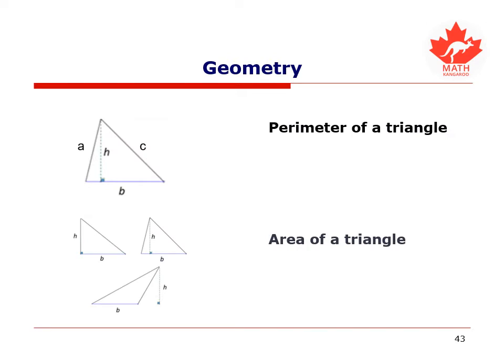Next, let's look at the formulas for calculating the perimeter and the area of a triangle. If the side lengths of our triangle are labeled as A, B, and C, then the perimeter of the triangle is A plus B plus C. For the area of the triangle, we need to calculate the height, or altitude, of the triangle, and then the area is equal to base times height divided by 2.